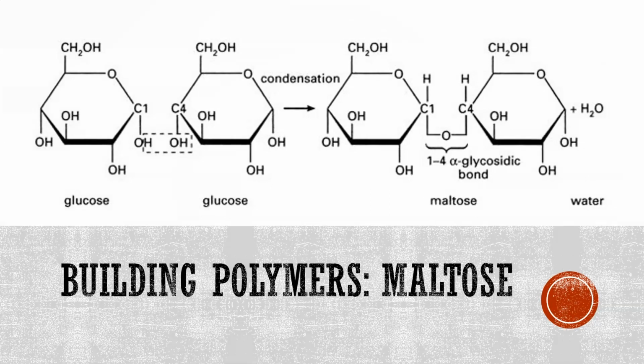So if we think of this building of our polymers, we look at maltose. Maltose is a disaccharide. So we've got two glucose molecules here. Our condensation reaction forms our maltose molecule and water.